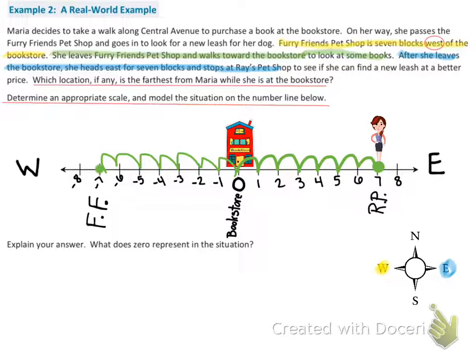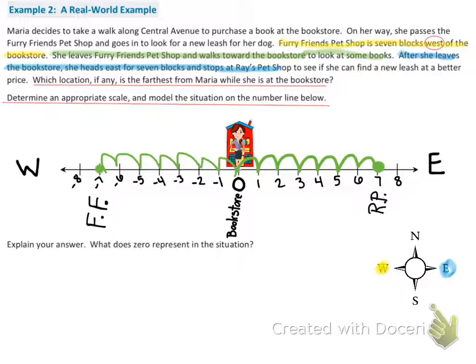Now we need to answer the question, which location, if any, is the farthest from Maria while she's at the bookstore? So, when Maria is located at the bookstore, we want to know which location is farther away. But we can clearly see that both pet stores are exactly 7 spaces away from the bookstore, and in this case, there's 7 blocks. So when Maria is at the bookstore, both of the shops are an equal distance away.